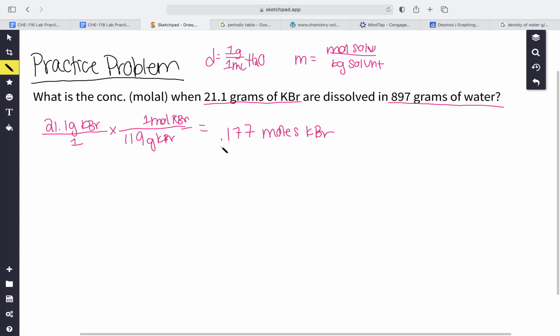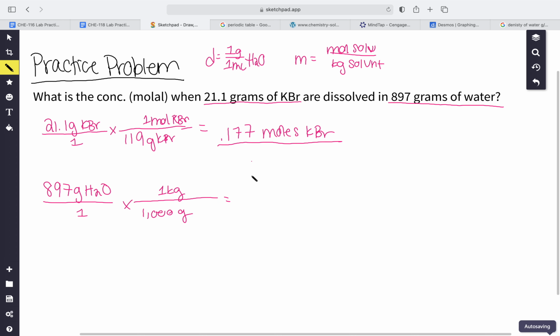Okay, so now that that's done, let's convert the grams of water to kilograms of water. So we don't need to use our density here because we already have it in grams. So we will just be doing grams of water to kilograms. So in 1 kilogram, there's 1,000 grams. So this will then become 0.897 kilograms of H2O. Sorry if you can hear my dog snoring in the background.